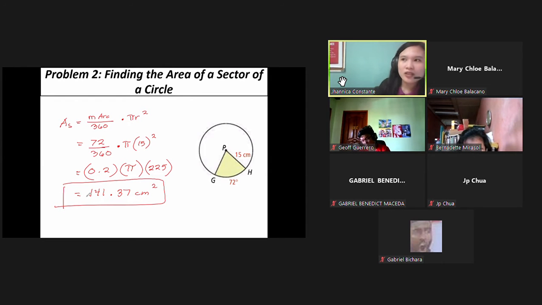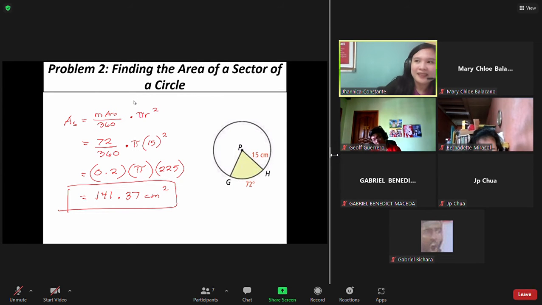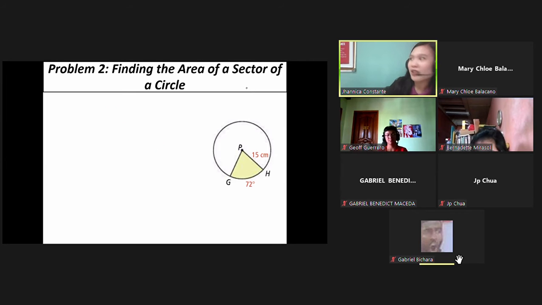Okay, any question in this example for the area of sector? Okay na, can I clear the screen with this example? Again, nagsusulat pa si Drop. Okay na. Okay, let's have another example in finding the area of sector.